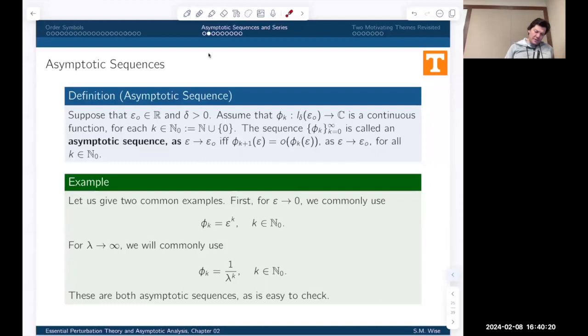So we say that this sequence phi k, k equals 0 to infinity, is an asymptotic sequence if, first of all, each phi k is a continuous function from I delta epsilon naught into C. So you have to have a set of continuous functions first.